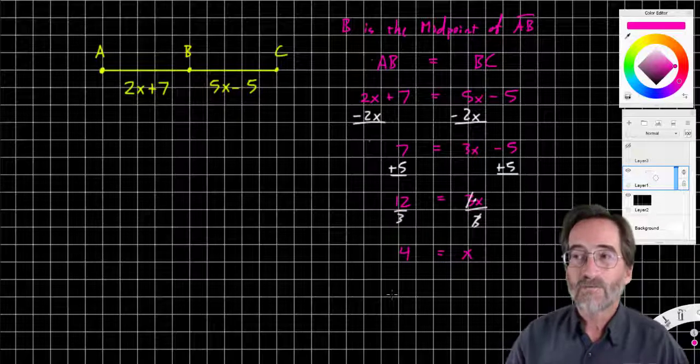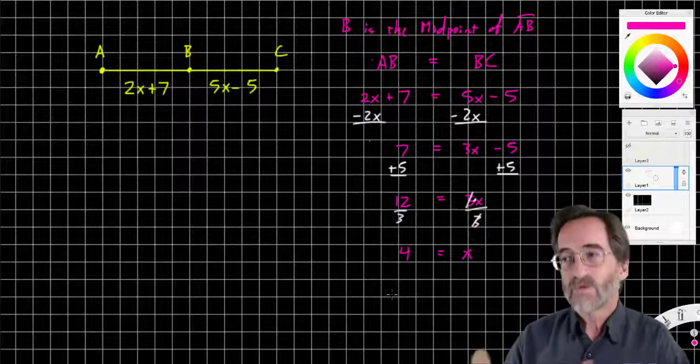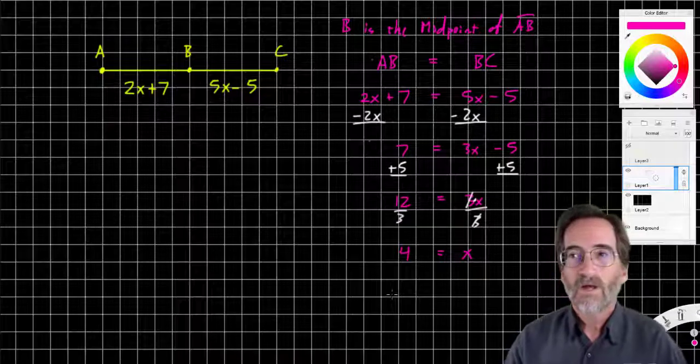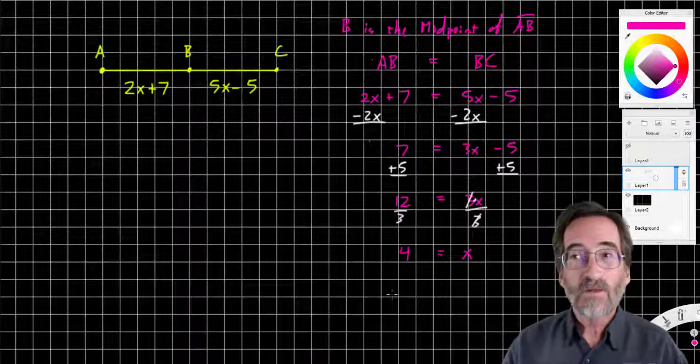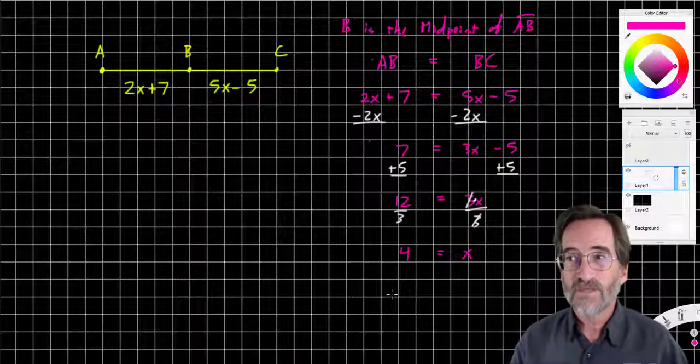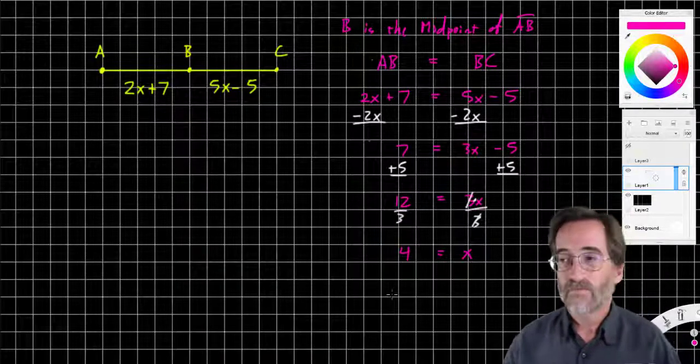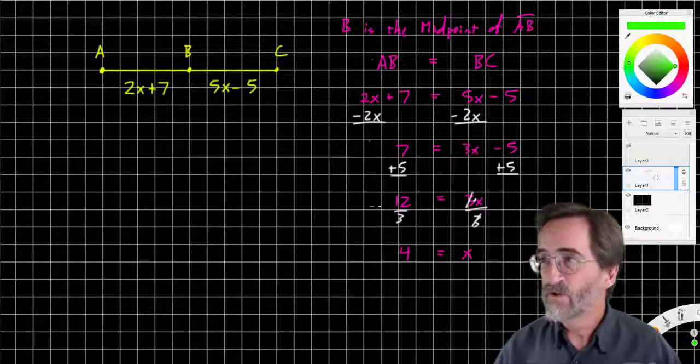Now, the question might ask, find x. If that's the case, then we've done it. The question might also ask, find the length of AB, the length of BC, or the length of AC. In that case, here are some other steps.